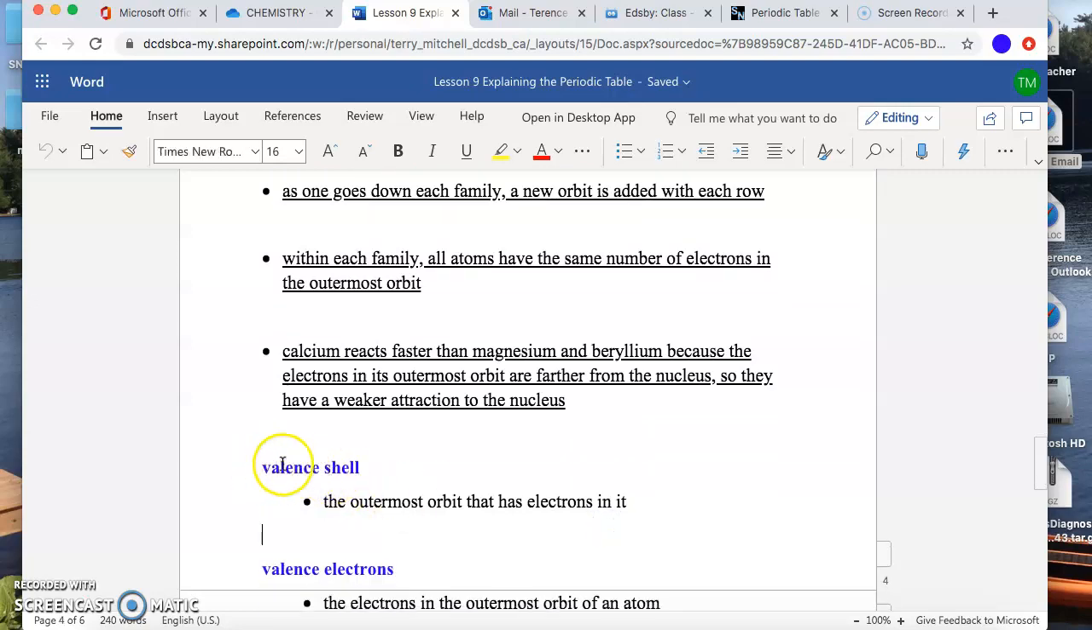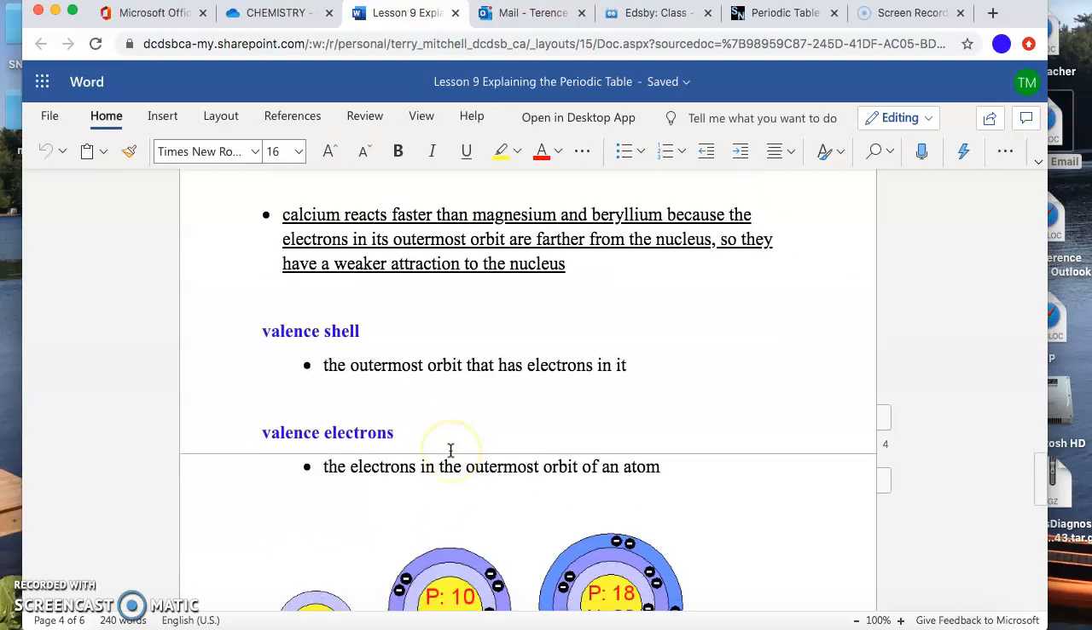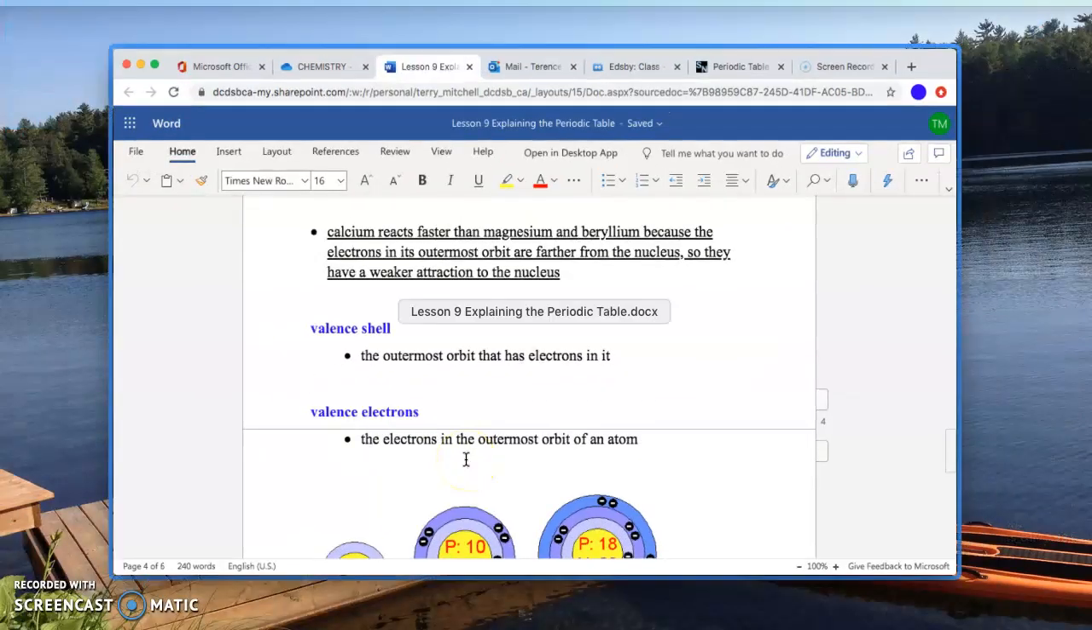I've talked about valence shell already. This is the outermost orbit. So orbit and shell are interchangeable words, and outermost and valence are interchangeable. And valence electrons are the electrons in the outermost orbit.